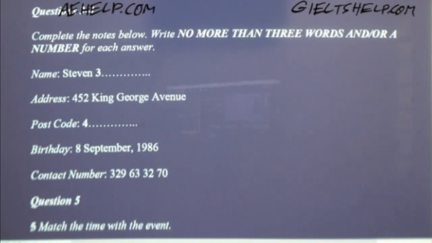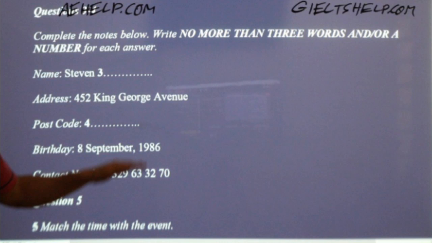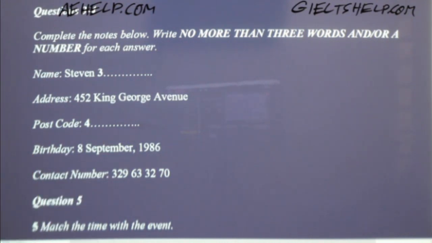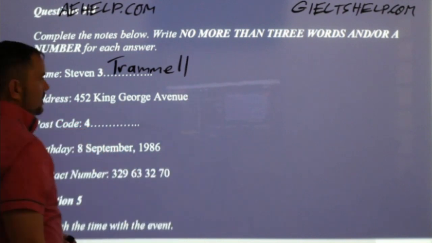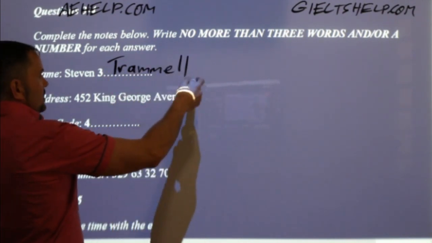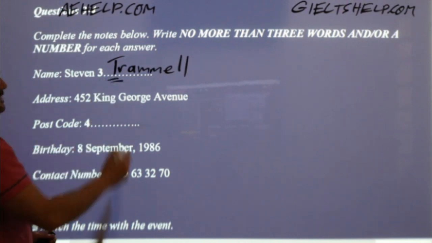So this is a very typical listening part one type of question, where you have to take some information about name, address, birthday, postal code, and so on. So what is the name of this person? His first name is Stephen, and what's his family name? His family name, Pooja says, is Trammell. Elena says Trammer. Trammell is correct. And he spells it. So he says T-R-A, double M, E, double L. Okay, so T-R-A, double M, E, double L. All capital, okay. All lowercase letter, not okay. The first letter has to be capital.